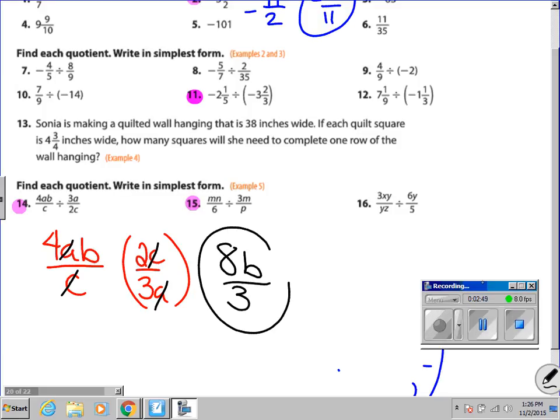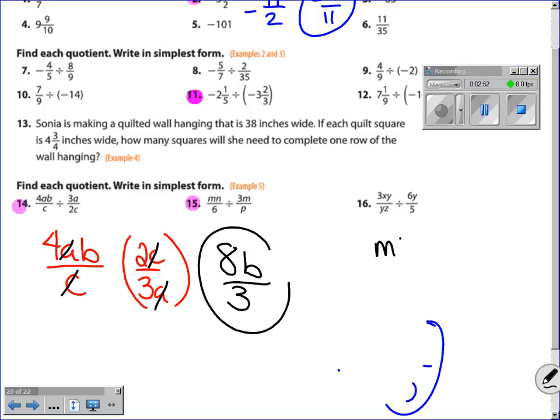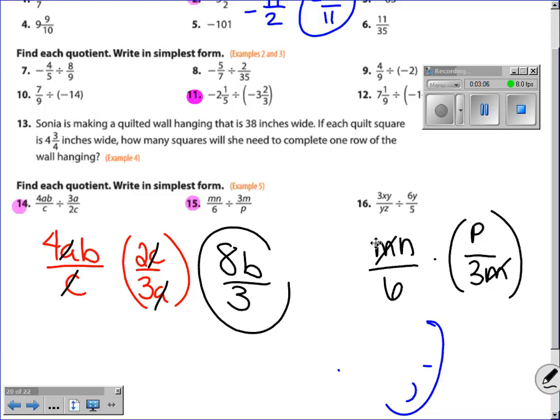Then the last one, let's look through this one. You have mn divided by 6, and then we're going to multiply it now by p over 3m. What can you cross simplify there? What do you think? Yep, the m's. Anything else? No. I want to add, let's pretend this was an n here, an additional one. This wasn't the original problem, but let's do that just so you guys can have an example of what that would be like. Does anyone know what my answer would be?